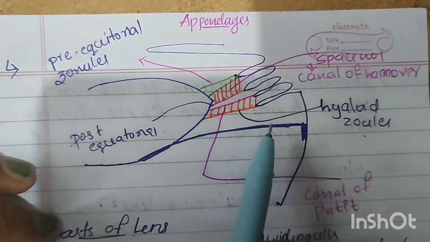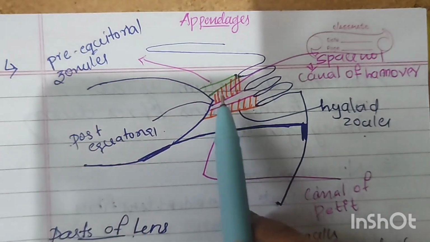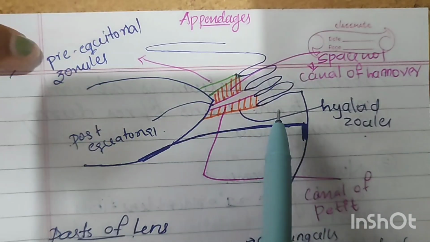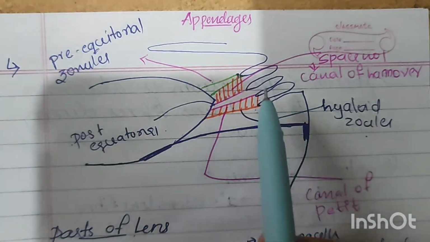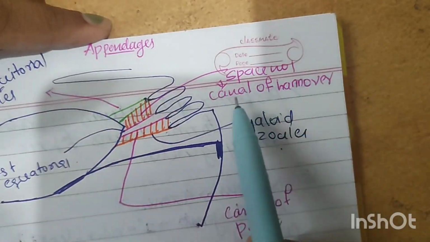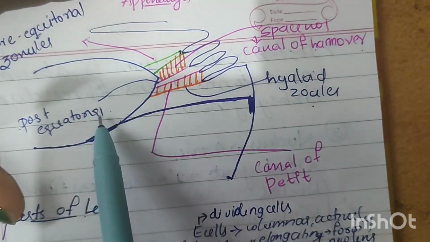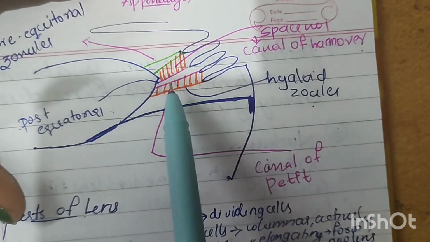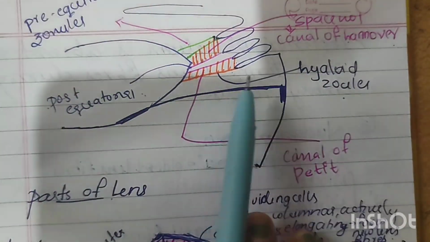So these are the 3 zonules present, and between them we can see 2 potential spaces. Between the pre-equatorial zonule and post-equatorial zonule, the space which can be seen is the canal of Hannover, okay. And between the post-equatorial zonule and hyaloid zonule, the space we can call the canal of Petit, okay. So these are the appendages.